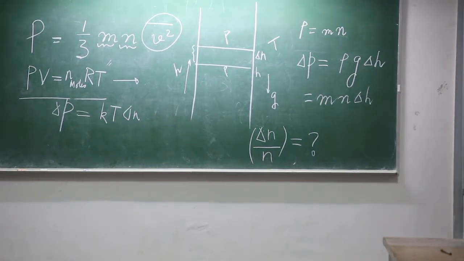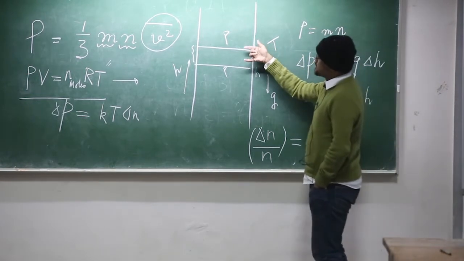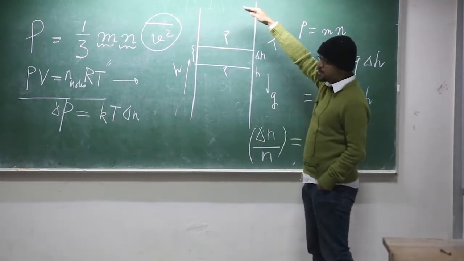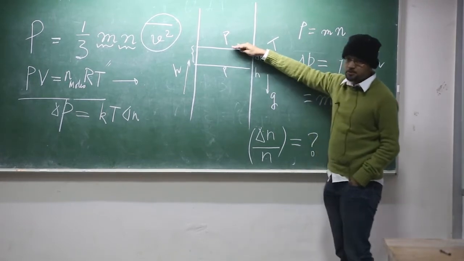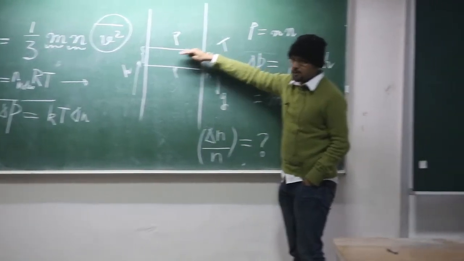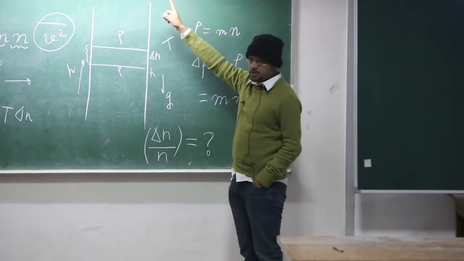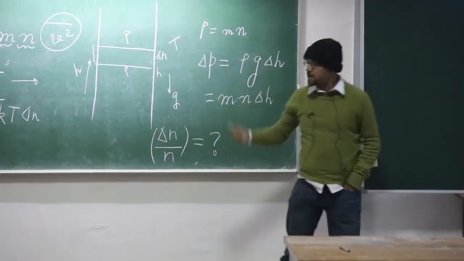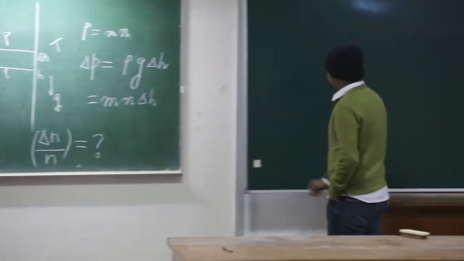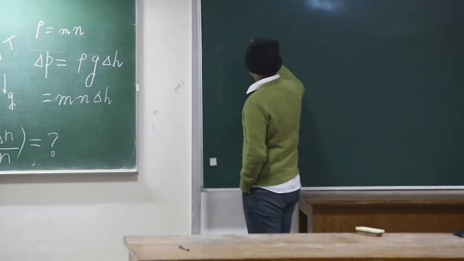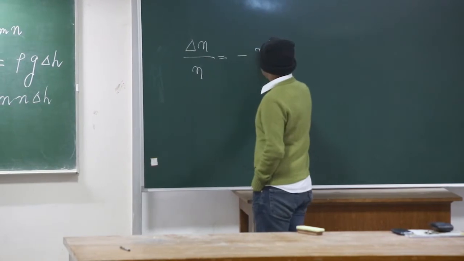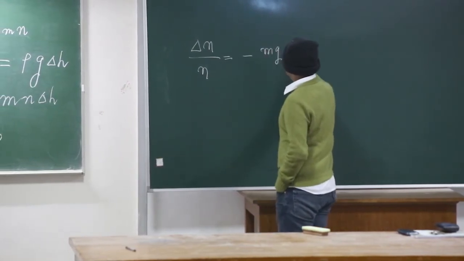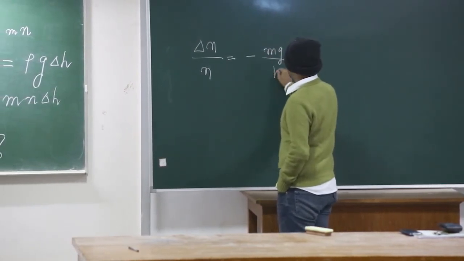There is a slight problem: the gas, as it goes up higher in altitude, the pressure here and pressure here, which one do you expect to be larger? Right, but H is measured in the vertical from 0 on, so there is a minus sign that we have to take, and so finally you have delta N by N equals minus mg delta H by kT.